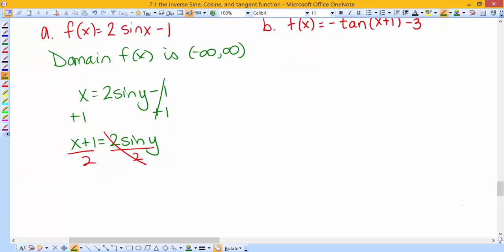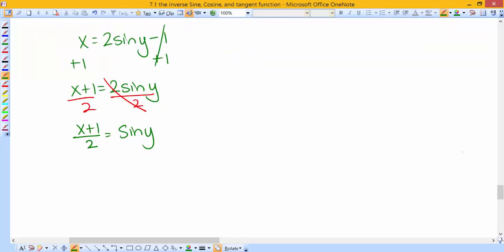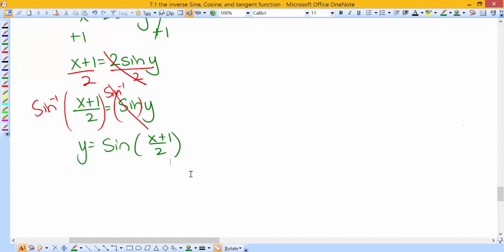So I now have x plus 1 over 2 equals the sine of y. Now I still need to solve for y. I need to get y by itself, so I need to undo sine. And to undo sine, I need to take the inverse of both sides. So sine inverse, sine inverse. Those cancel. Y is by itself, and it equals the sine inverse of x plus 1 over 2. This is your inverse function. So f inverse of x equals sine inverse of x plus 1 over 2. So I found the inverse.